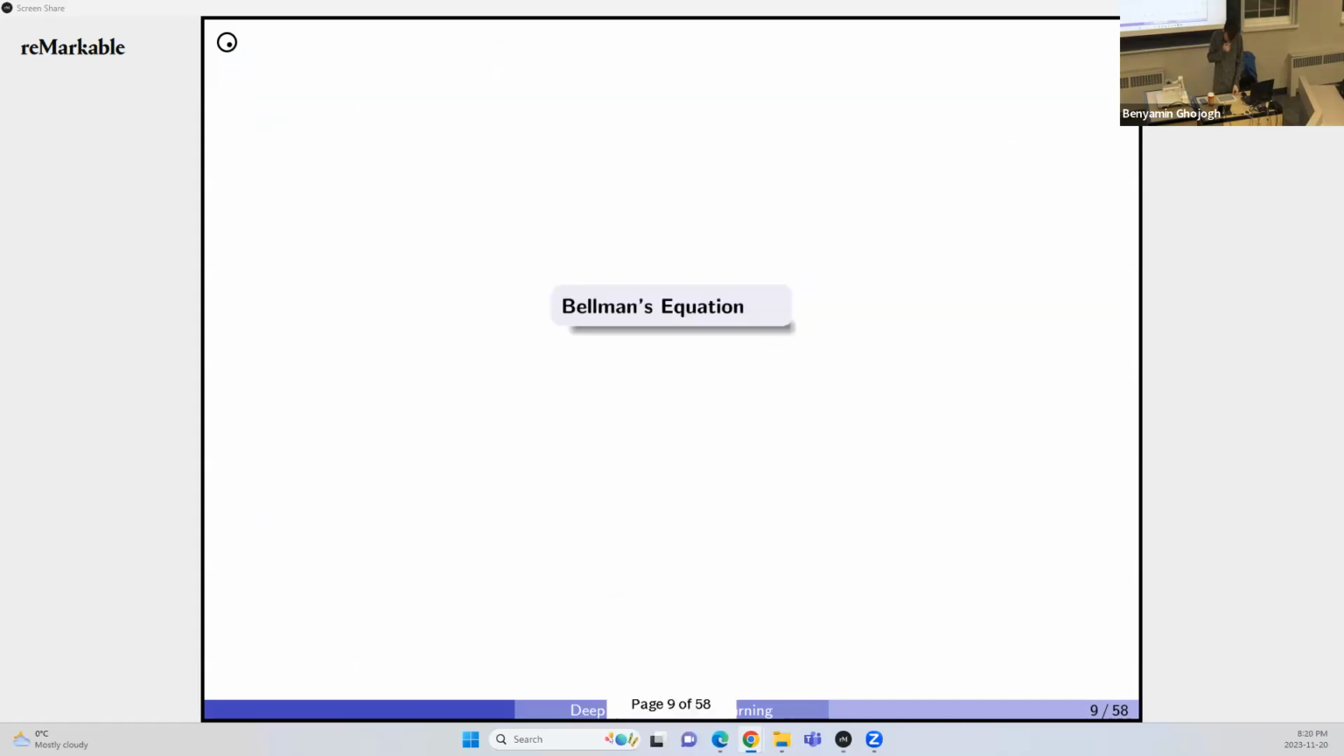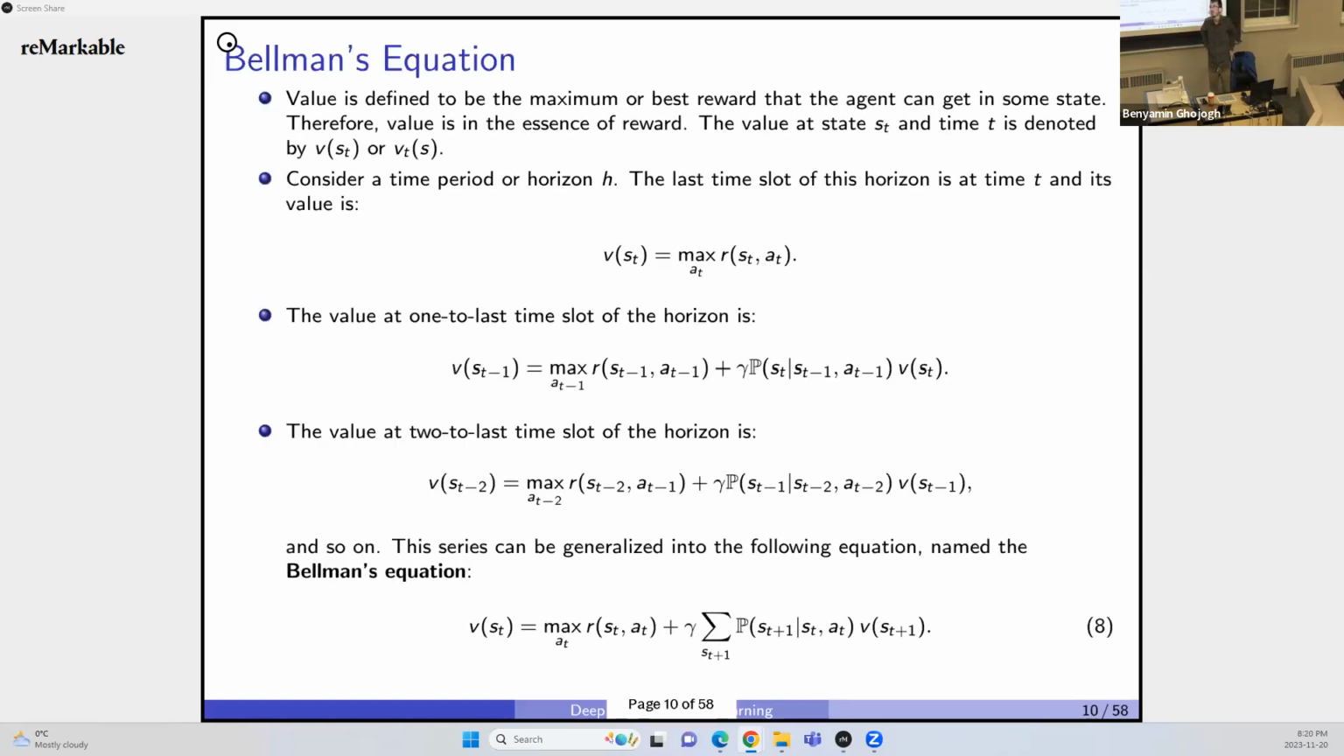Bellman's equation, or Bellman equation. The most important equation in reinforcement learning is the Bellman equation. You see it over and over again in different topics of RL. Bellman was a scientist, so it's named after him.